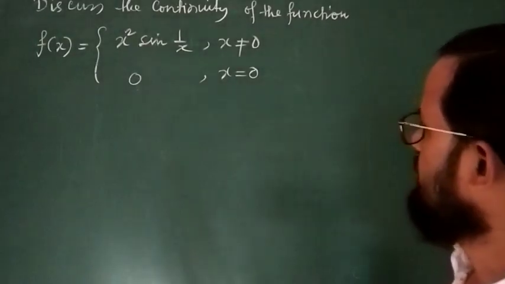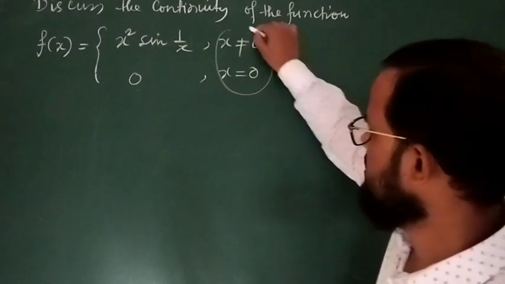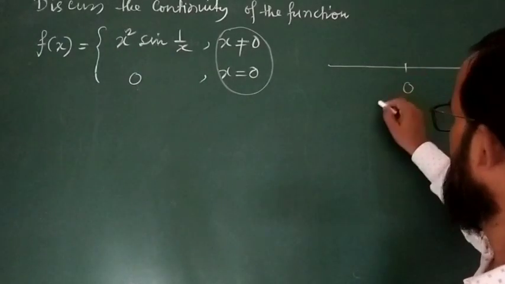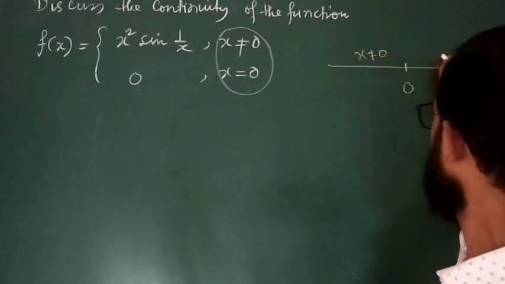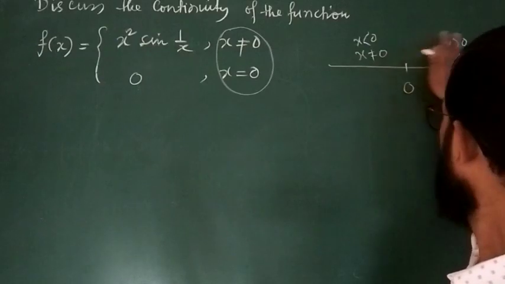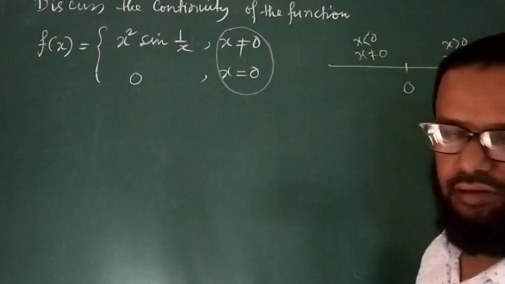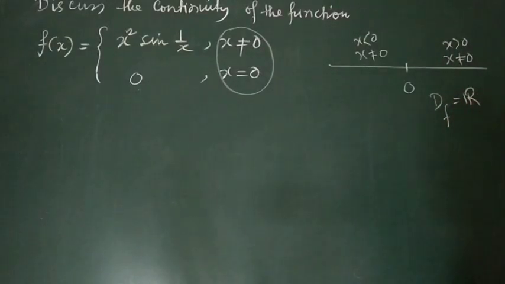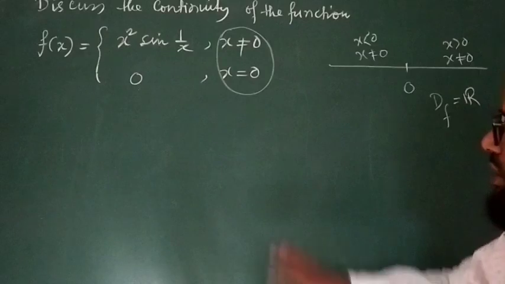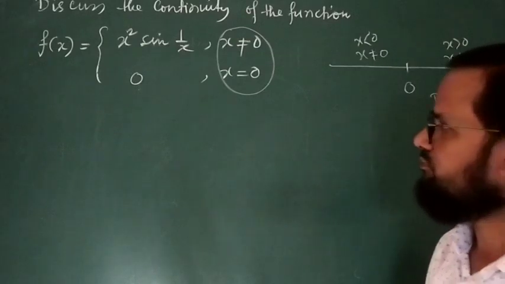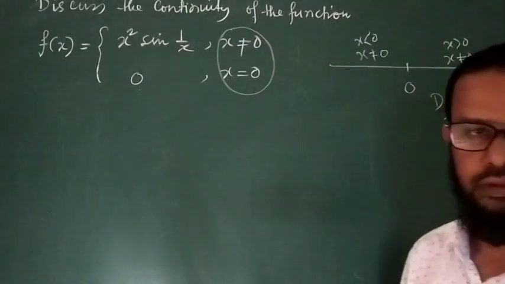First of all, you discuss what is the domain of the function. Under these conditions, your domain is defined. Here x is equal to 0, and this part is not equal to 0, x greater than 0, x less than 0. So combining all these, less than 0, greater than 0 and equal to 0, the domain of the function is the set of real numbers. So you have to discuss the continuity of this function at all points in the domain, that means all real numbers.